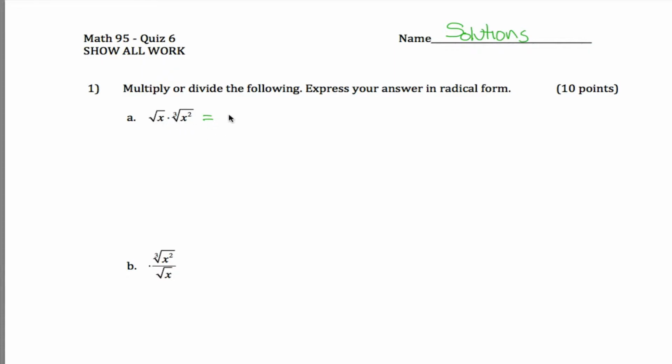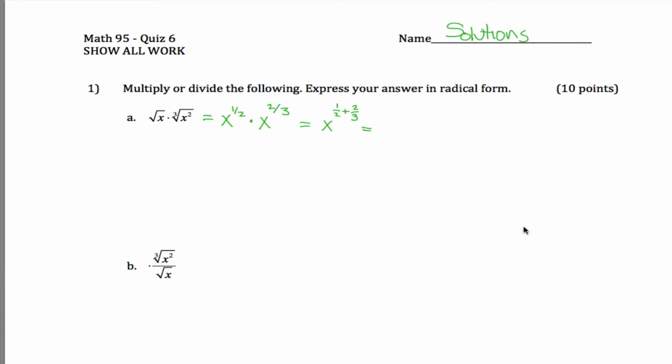To do that, you have to know that the square root of x is the same as x to the 1/2 power, and the cubed root of x squared is the same as x to the 2/3 power. And one more thing, when you're multiplying two things with the same base raised to a power, you add up the exponents. So I have to figure out what 1/2 plus 2/3 is, and that will be my new exponent.